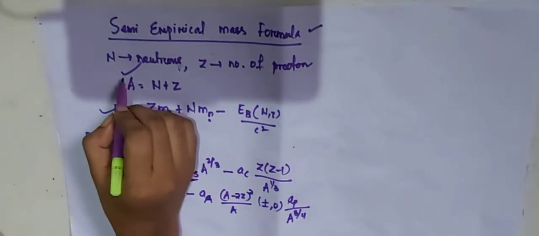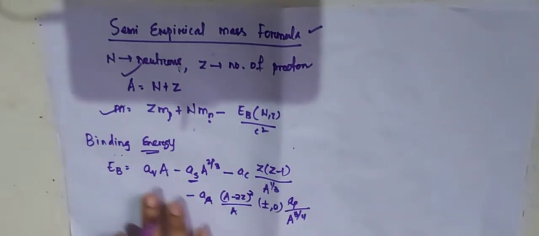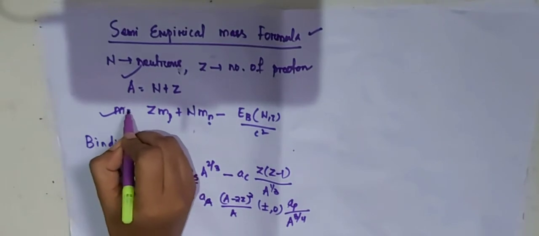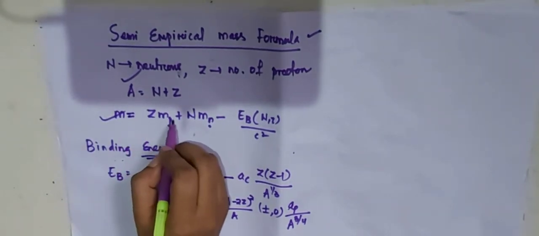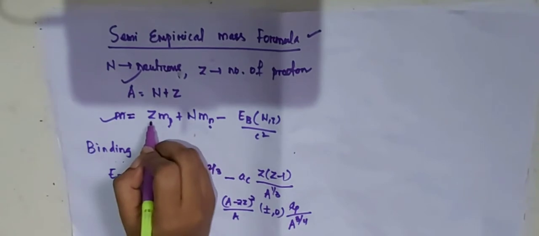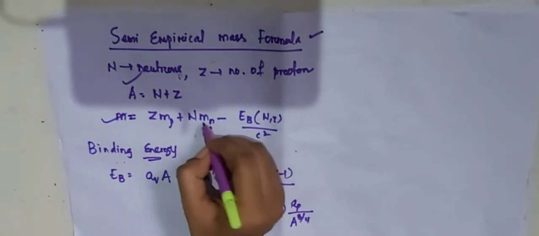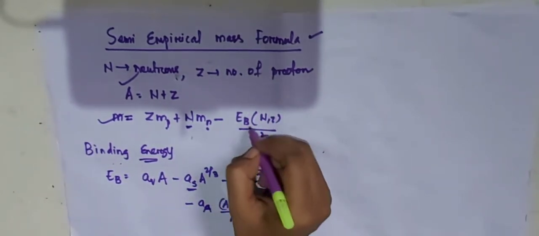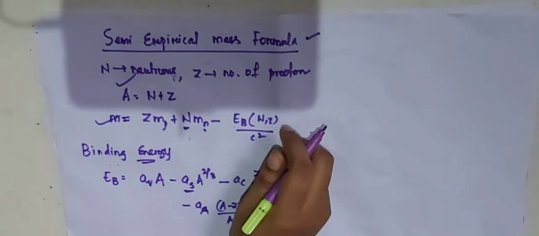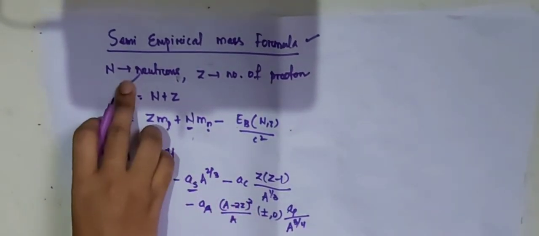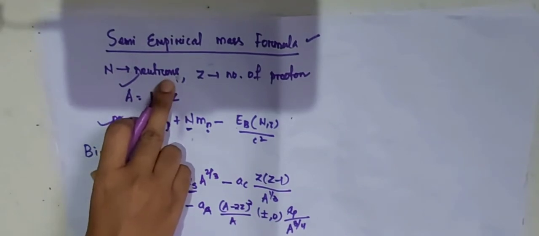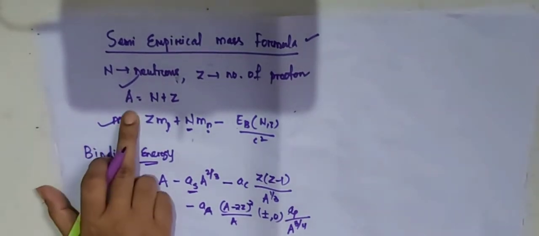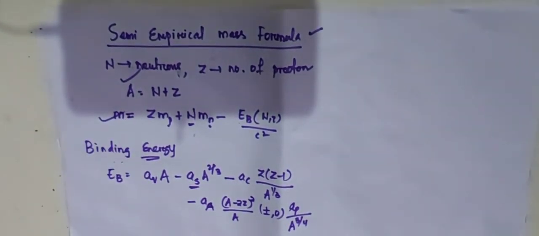The mass of an atomic nucleus is equal to Z Mp, where Mp is the mass of a proton and Z is the number of protons, plus N Mn, where Mn is the mass of a neutron and N is the number of neutrons, minus Eb by c square, the binding energy term. There are N neutrons and Z protons in the atomic nucleus, and A is the mass number, A is equal to N plus Z.